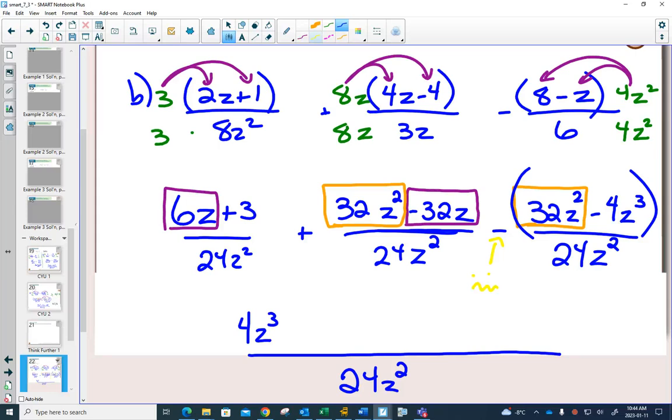Algebra is not hard, but it's tricky. And it's tricky enough that it's hard. It's like, that doesn't make sense. It will trick you. You have to be very careful.